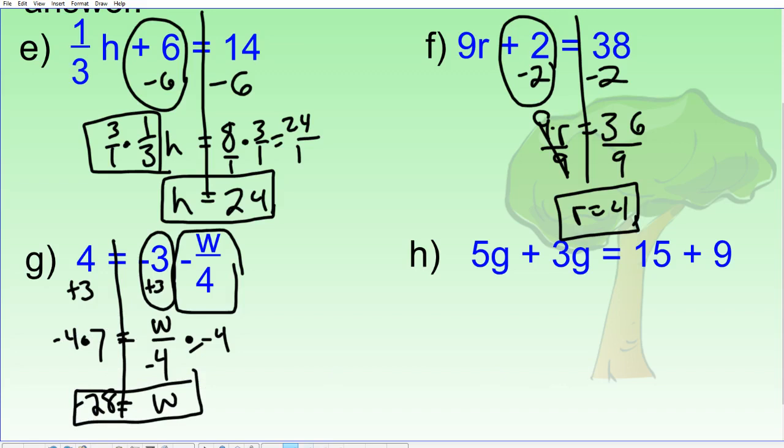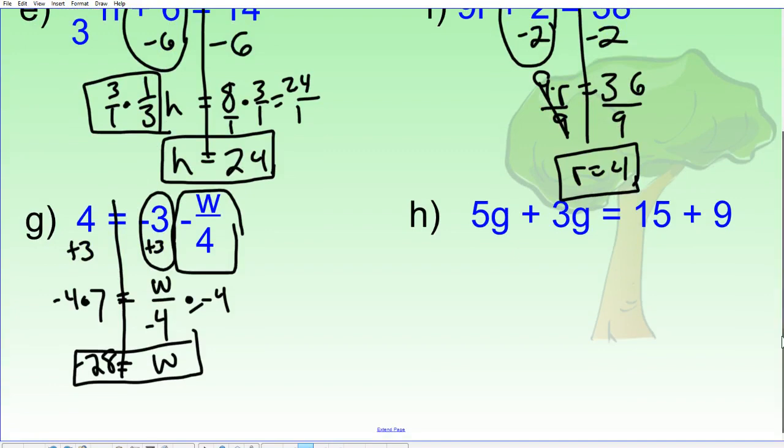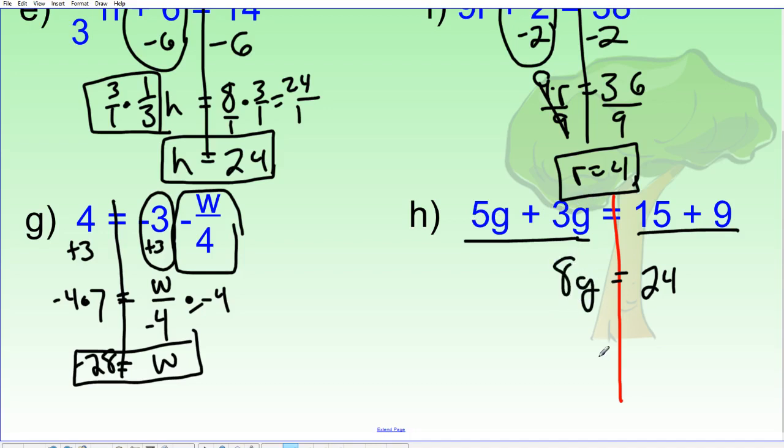Last of them on this page, we have letter H here. Now, in letter H, we do have some combining like terms to do. I have a 15 plus 9, which is 24. On the other side, I have 5 G's and 3 G's, which can be combined together. 5 G's and 3 G's make 8 G's.